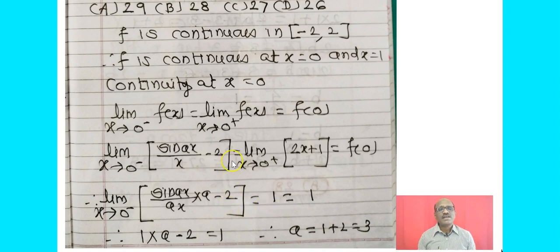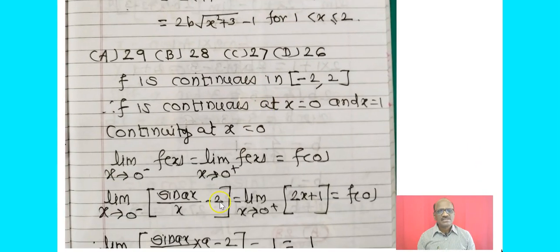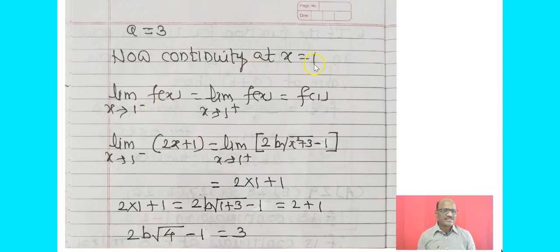Now we'll find out the value of b. To find the value of b, we take the function which breaks at the point 1. Therefore, see the next limit. Now continuity at x equals 1, that is the limit as x tends to 1 from the left hand side of f of x, the limit as x tends to 1 of f of x from the right hand side, and its value at x equals 1. Therefore, for the left hand side, the limit as x tends to 1 of 2x plus 1, and the limit as x tends to 1 from the right hand side of 2b into the square root of x square plus 3 minus 1.